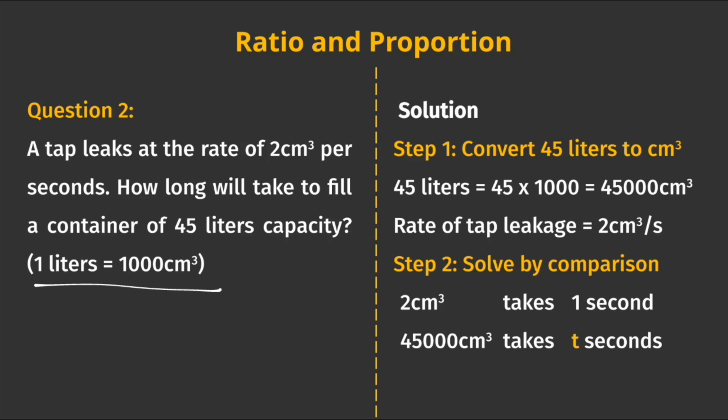We already know that the rate of leakage of that tap is 2 centimeter cube per second. So we solve by comparison and say 2 centimeter cube of water is being released in every 1 second from that tap. So how long will it take that tap to release 45,000 centimeter cube? So we say that takes t seconds. So this is by comparison. I can cross multiply like this and solve and say t multiplies 2 centimeter cube, 45,000 multiplies 1, and then I can do a simple calculation and have my answer.